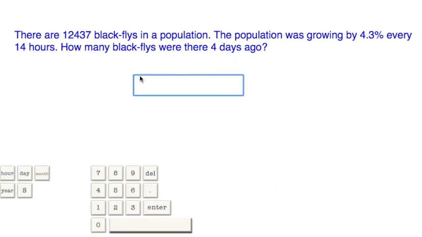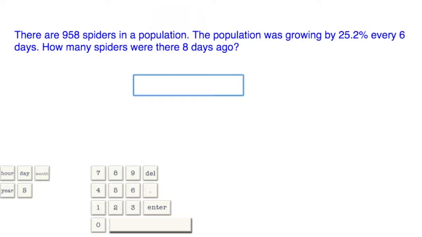So back into the program, there were 9,318 black flies 4 days ago. And that's it for level 7.